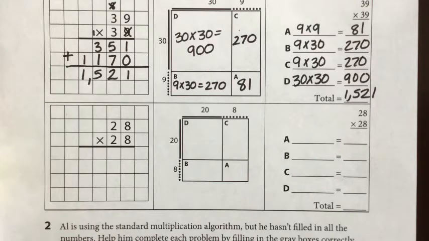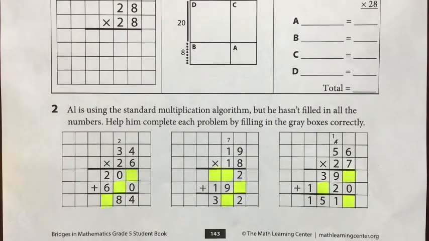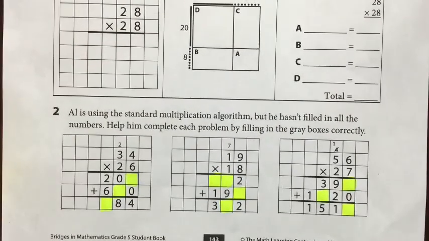All right, go ahead and try to do B on your own. And so you can pause the video and try B all on your own. And when you're done with B, we're going to move on to question 2. Okay, number 2. Al is using the standard multiplication algorithm, but he hasn't filled in all the numbers. Help him complete each problem by filling in the gray boxes correctly.